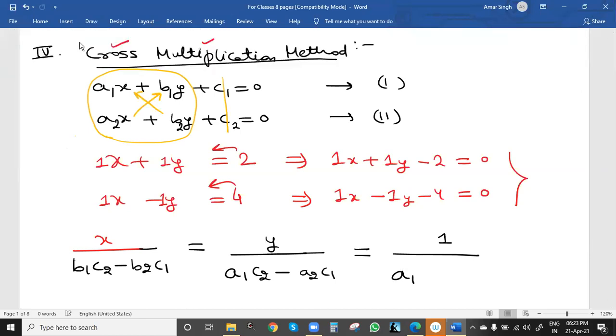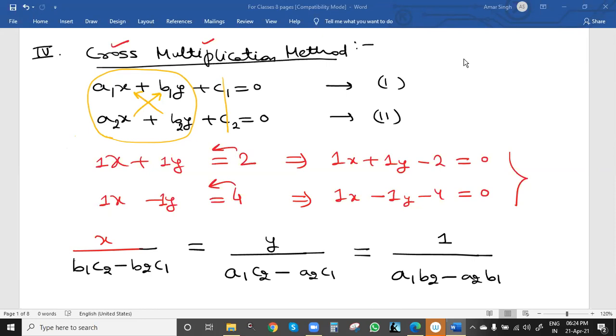So a1 b2 minus a2 b1. This is, we can say, the formula, because b1 c2 minus b2 c1, a1 c2 minus a2 c1, and a1 b2 minus a2 b1 are, we can say, constant values. And this one we can equate to find the values of x and y.